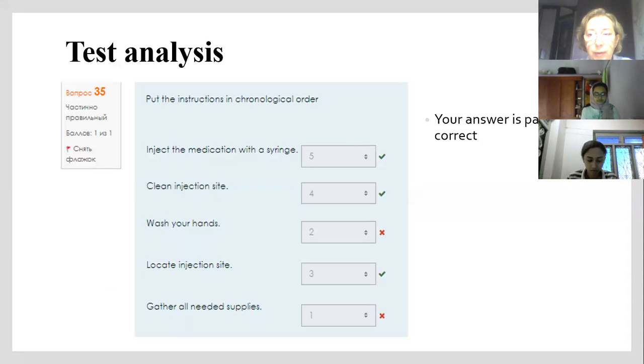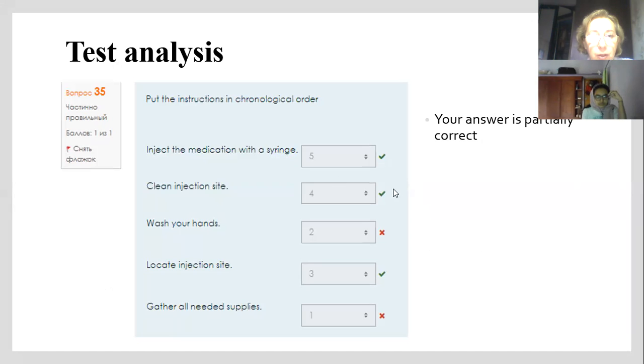So, first I would like to focus on some issues that we dealt with in the midterm test. Do you see the first page with the test analysis title? Yes, ma'am. Okay, good. So this is one of the typical mistakes which were made by several students.